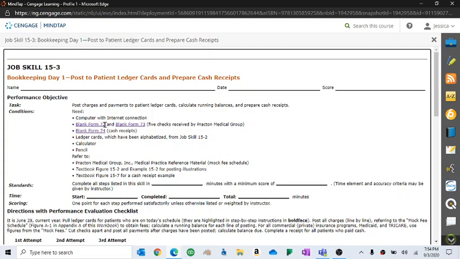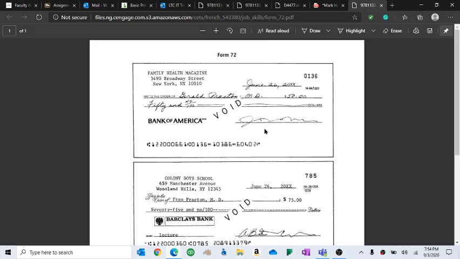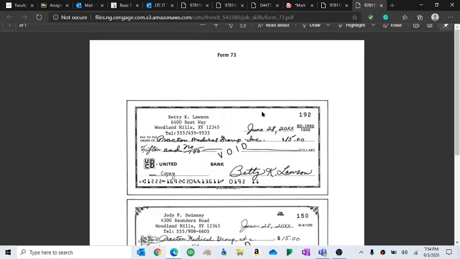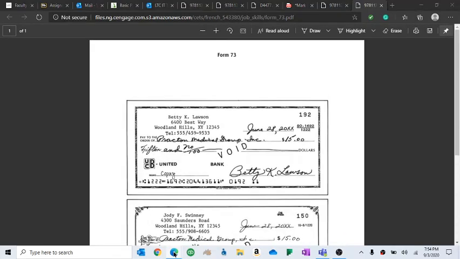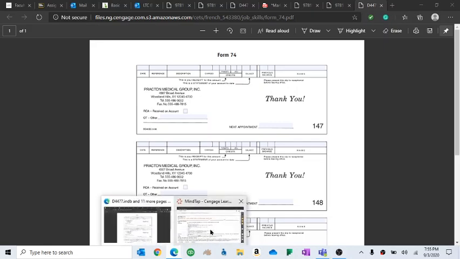The first thing is we have 3 forms here. 2 of them are references. If you just click on these, you're going to see that one of them is 3 checks, and then the next one is 2 more checks. And then the next one is our cash receipts, which we filled out, if you remember, in a previous job skill. So we already know how to complete these.